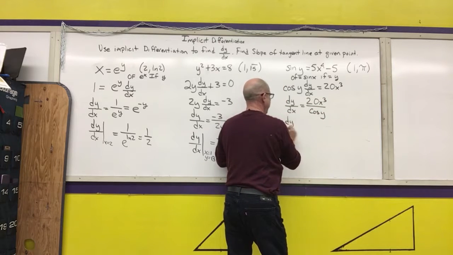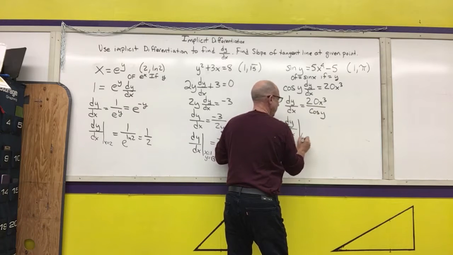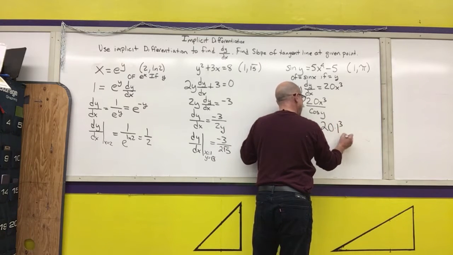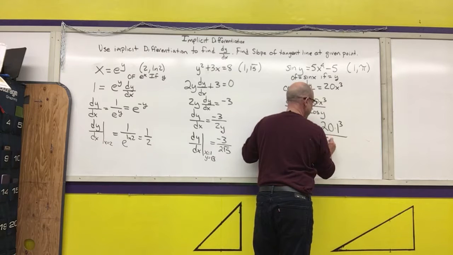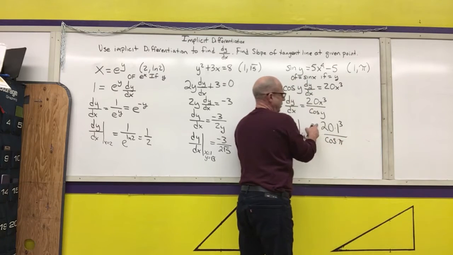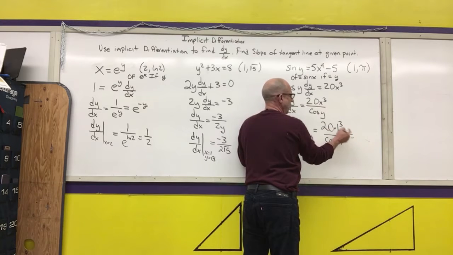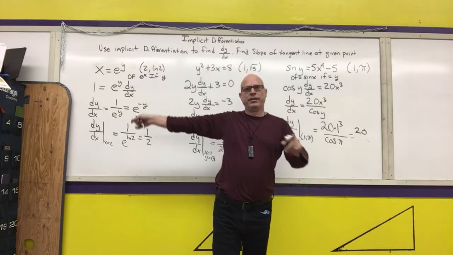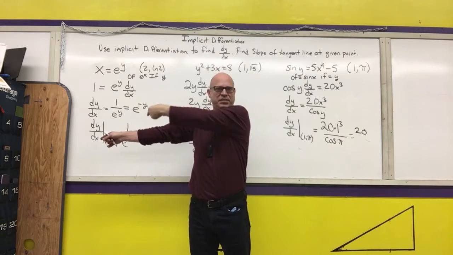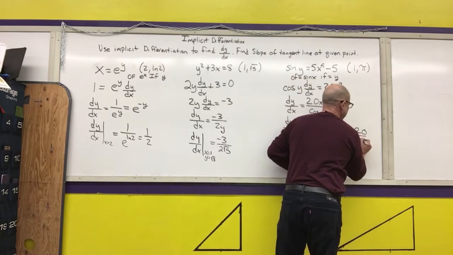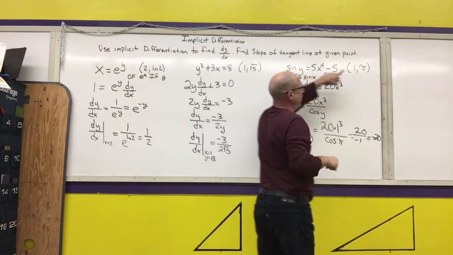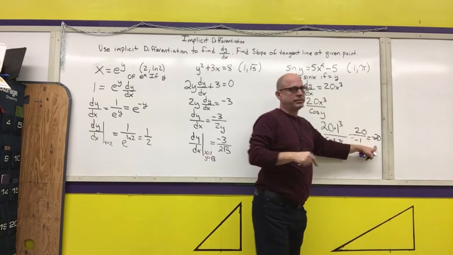I want to evaluate it at the point 1 comma pi. So that means to substitute a 1 in for x and substitute a pi in for y. 1 cubed is 1. 1 times 20 is 20. The cosine of pi is over here on my unit circle, and it's the x-coordinate, so it's negative 1. So the slope of the line tangent to this equation, when x is 1 and y is pi, is negative 20.